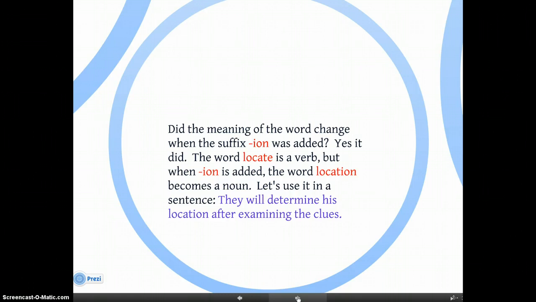Let's think about the word location, and let's use it in a sentence. For example, they will determine his location after examining the clues. Again, they will determine his location after examining the clues. Think of that and use some context clues. What do you think of location and how it's used in the word now?